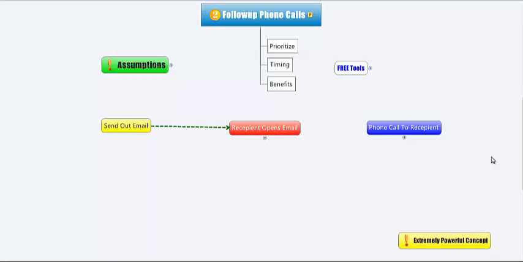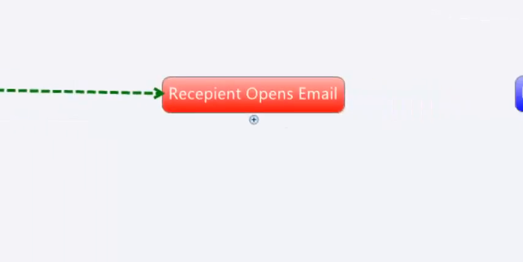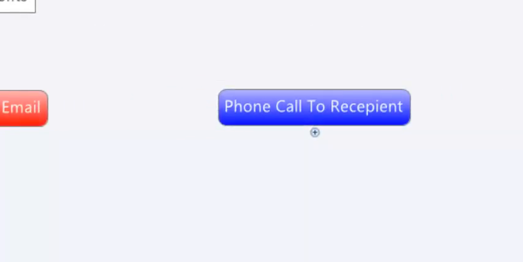Basically, what we're going to do is first send out an email. The recipient's going to open the email. You'll be notified of when they opened it, and then you're going to follow up with a phone call. Okay, so that's the high level. Let me get into it briefly.